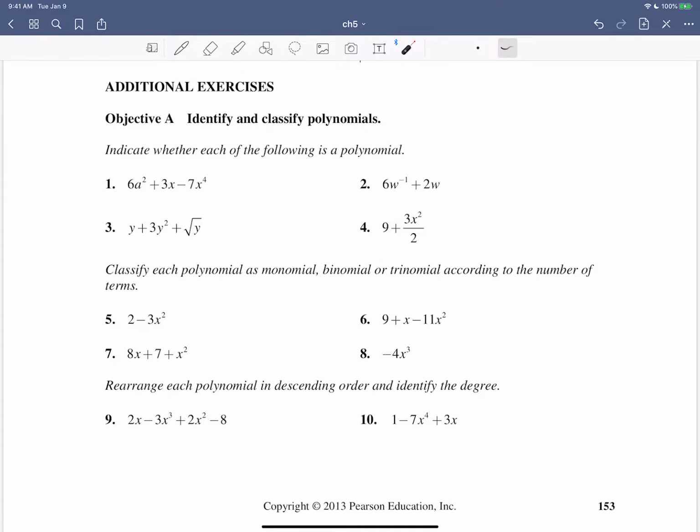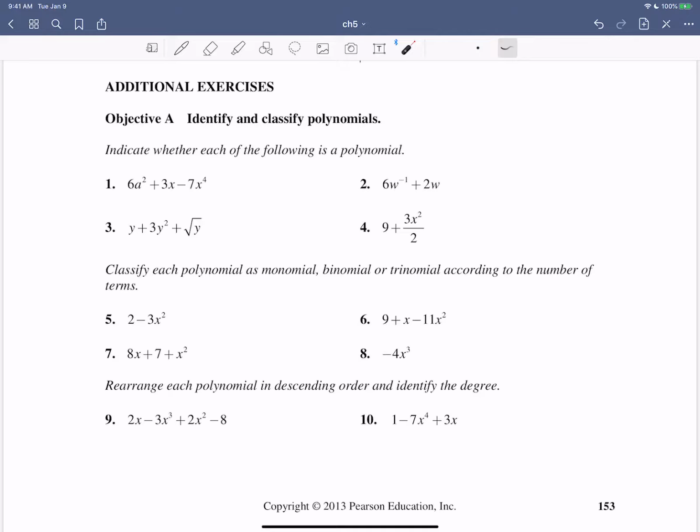Objective A. Identify and classify polynomials. Number 1. 6a squared plus 3x minus 7x to the fourth. In order to indicate whether or not this is a polynomial, we need to check two things.